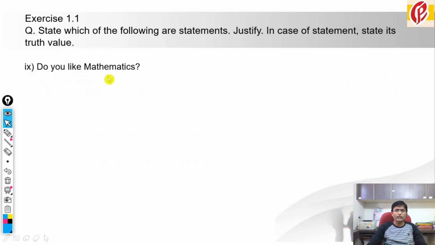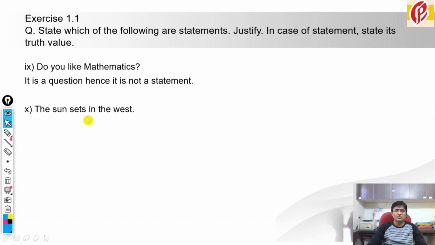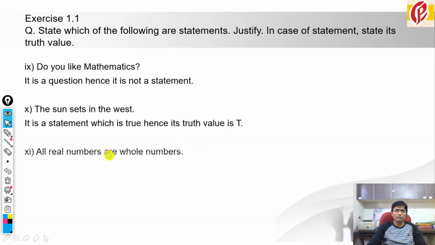9th, do you like mathematics? Now, it is a question. And a question is not a statement. 10th, the sun sets in the west. It is a statement and which is true. So hence its truth value is T.